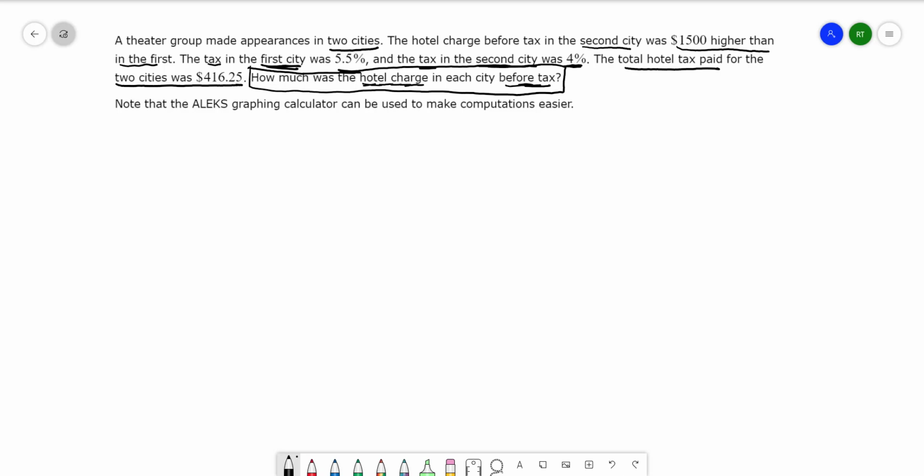So I'm going to identify my unknown. I'm going to call it X. I'm going to let X be the hotel charge, since they're asking me how much the hotel charge is. Okay, so I have that set up.